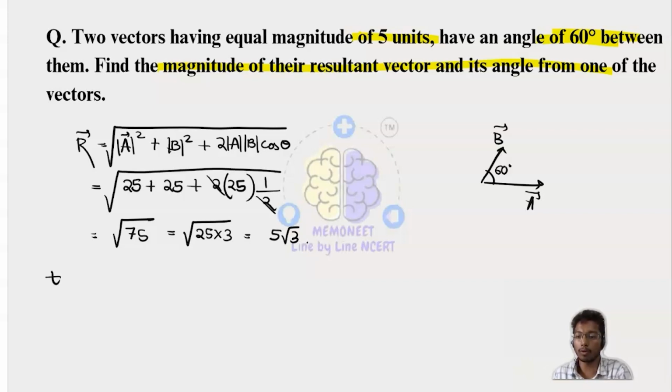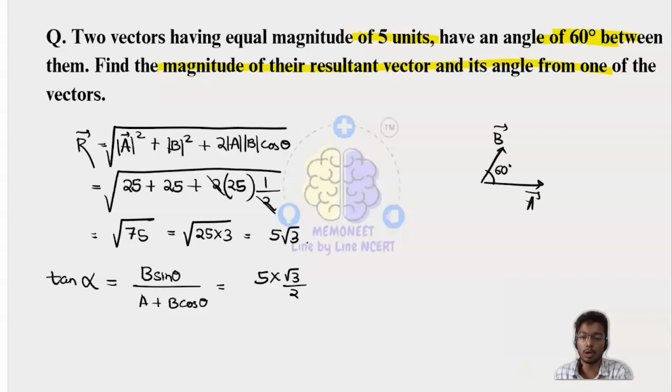So if you want to find out the angle of one of the vectors with the resultant vector, tan alpha is equal to B sin theta upon A plus B cos theta. So B sin theta, that is 5 into sin 60. Sin 60 is root 3 upon 2, upon 5 plus 5 cos theta, since the magnitude of A is 5 and B is also 5. Cos 60 is 1 by 2, into 1 by 2.